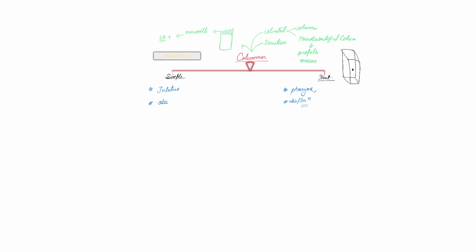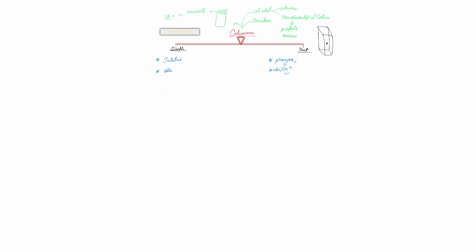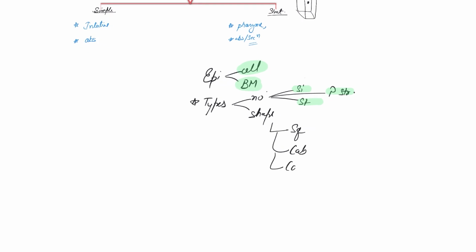So if I were to summarize everything that I covered in today's video, we started with epithelium. We understood that it will always be cells and the basement membrane. Then we talked about the types on the basis of number of layers and the shape of cells. Then we did simple, we did stratified, and we did pseudo stratified. In shapes we did squamous, we did cuboidal, and we did columnar. And we understood the functions and locations of each of these.